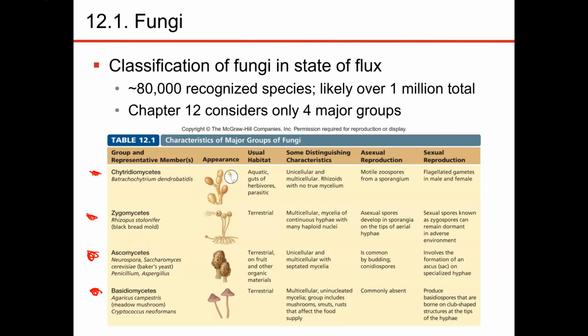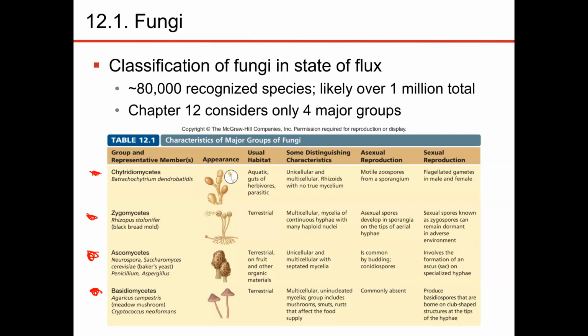Welcome back to the second lecture in chapter 12. So now we're going to start right back in talking about fungi. Classification of fungi is in a state of flux because there are approximately 80,000 recognized species, but there are many more that have not been identified. Until we have them identified, it's hard to put organisms into specific groups. But there are four major groups that we do discuss.